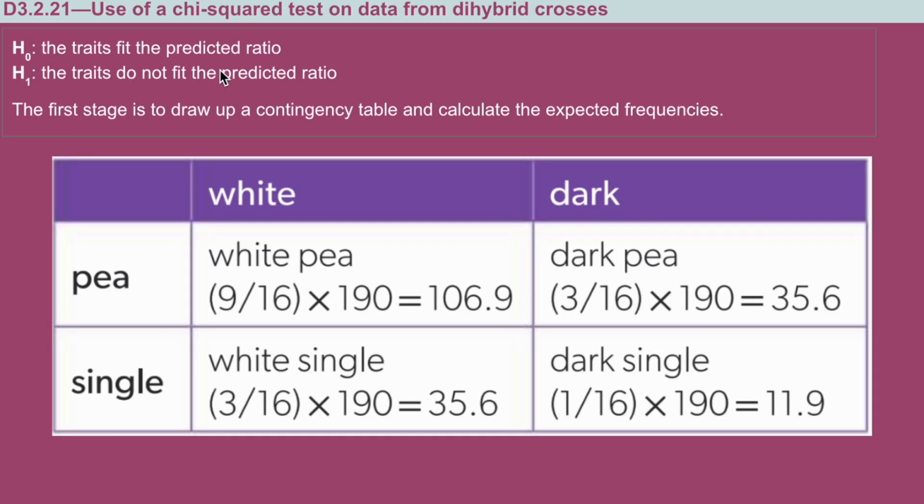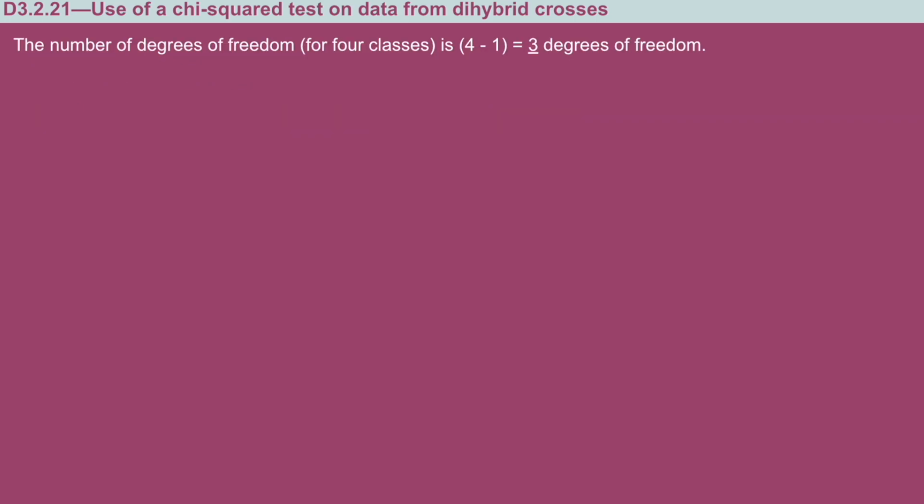So the first thing we're going to do is state our null versus our alternate hypothesis. Then we're going to use our 9 to 3 to 3 to 1 expected ratio to calculate, with the total number of individuals given in the problem, 190, how many we expect to be in each of these four characteristics. Next, we're going to determine our degrees of freedom. There are four different classes, so we do 4 minus 1 and we get 3.